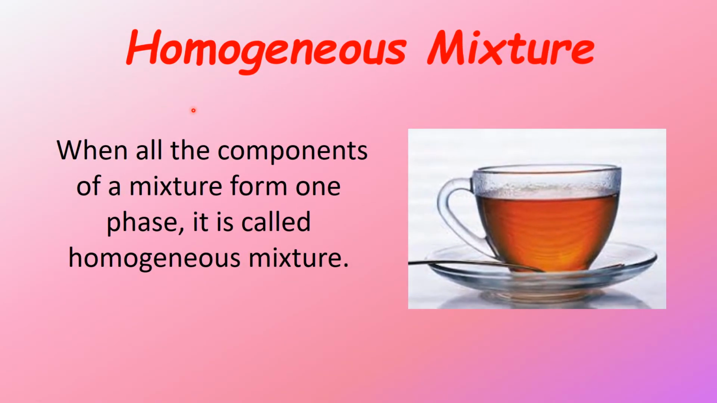Now we'll study homogeneous mixture. When all the components of a mixture form one phase, it is called a homogeneous mixture. Here an example is given of tea. In tea, different constituents are there: sugar, water, milk, and also tea dust. All together they form a single phase. So it is called a homogeneous mixture.